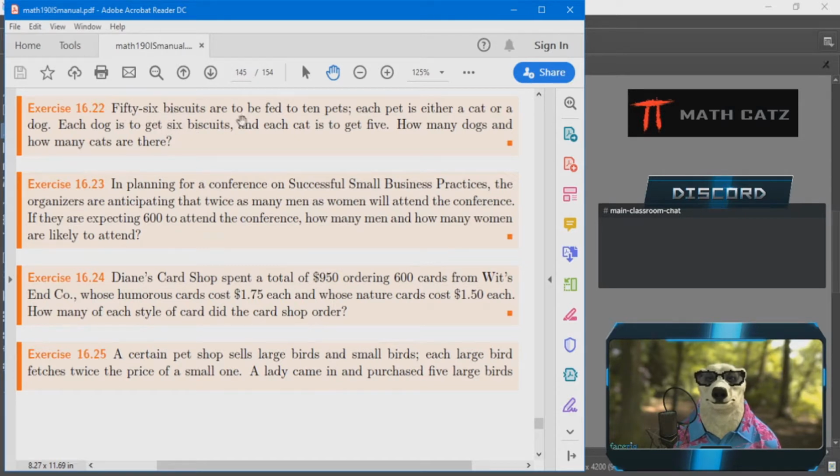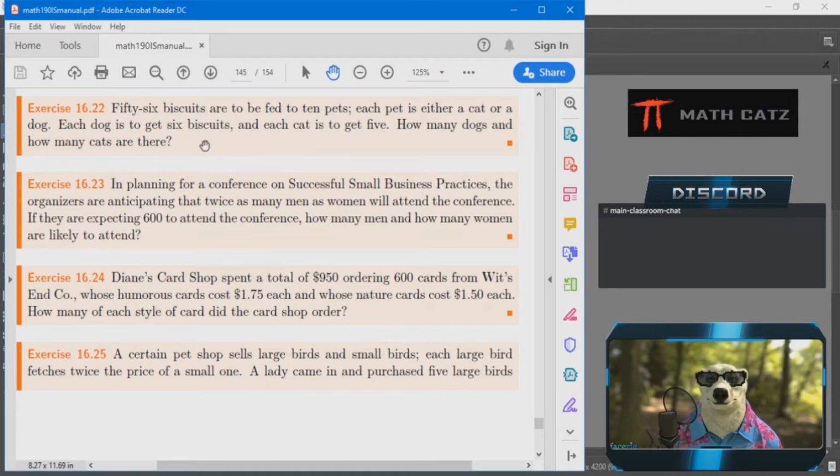56 biscuits are to be fed to 10 pets. Each pet is either a cat or a dog. Each dog is to get 6 biscuits, and each cat is to get 5. How many dogs and how many cats are there? Now, yes, I'm not saying this is a super advanced question, and you can certainly guess and check your way through this. But sometimes the numbers aren't as convenient to support a guess and check strategy. Our backup, foolproof method is with variables and equations.